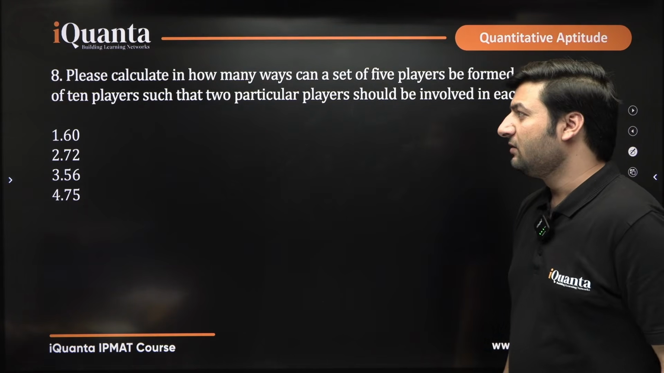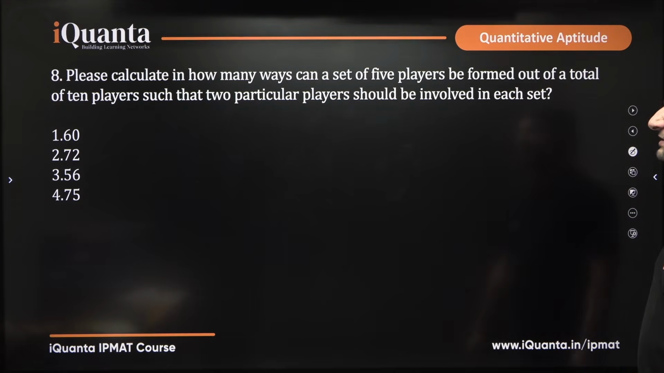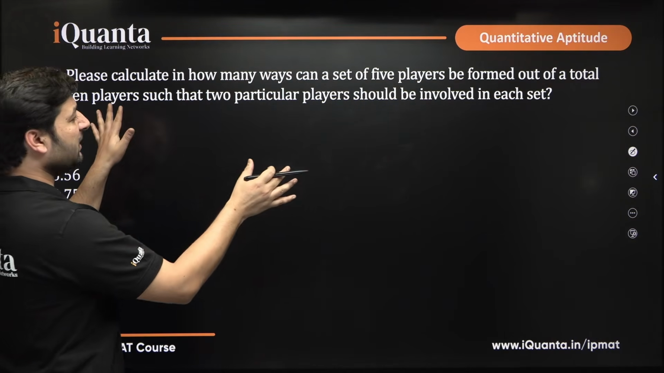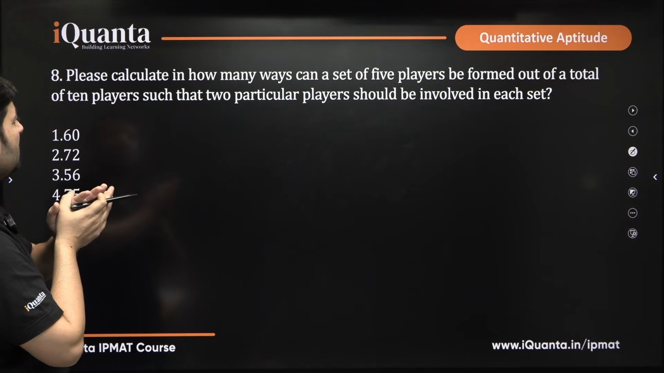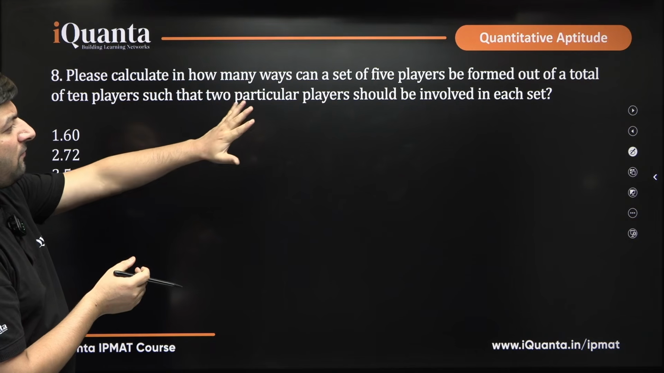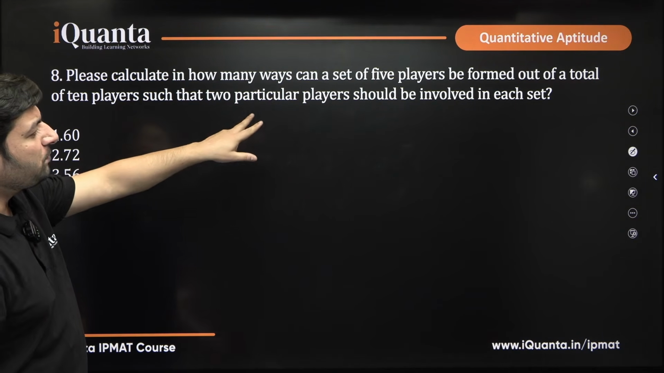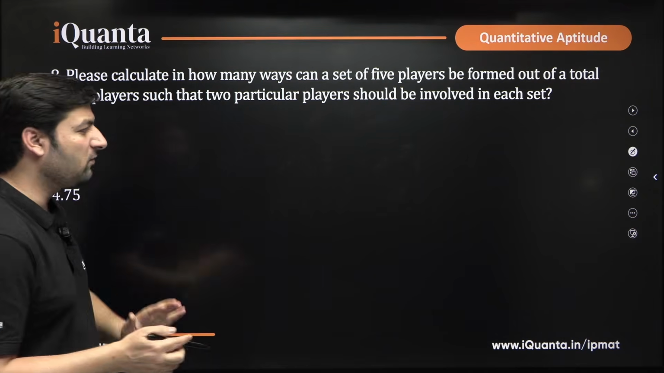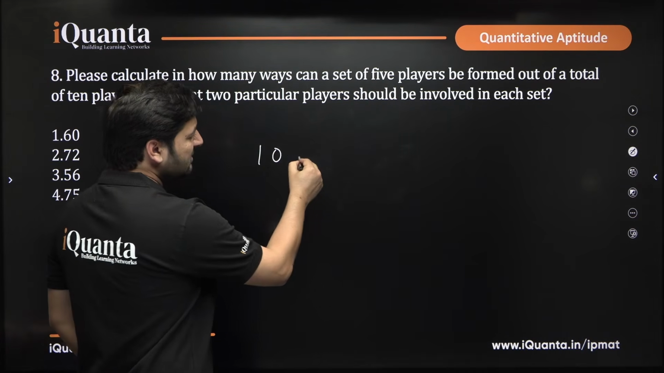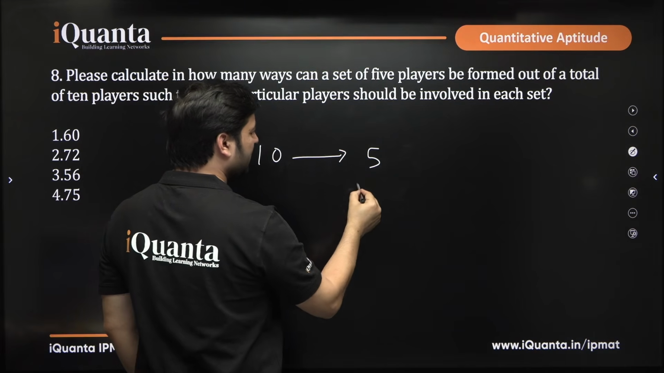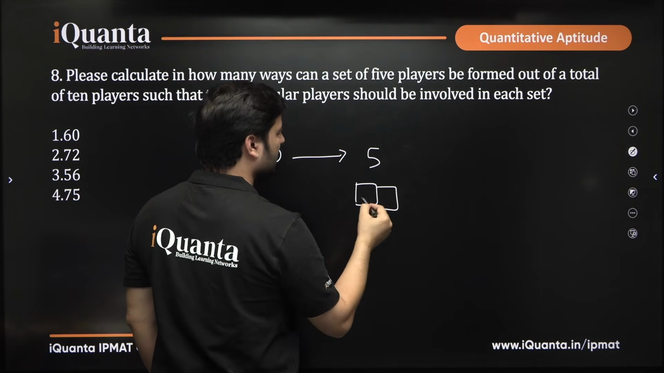Next question. Please calculate in how many ways can a set of 5 players be formed out of a total of 10 players such that 2 particular players should be involved in each set. So, we have a total of 10 players out of which we have to choose how many? 5 players, such that 2 particular players should always be involved. You have 10 players, out of these you have to choose 5. In these 5, 2 should always be there.